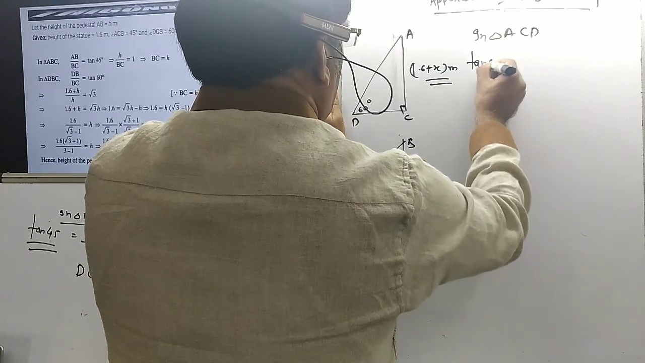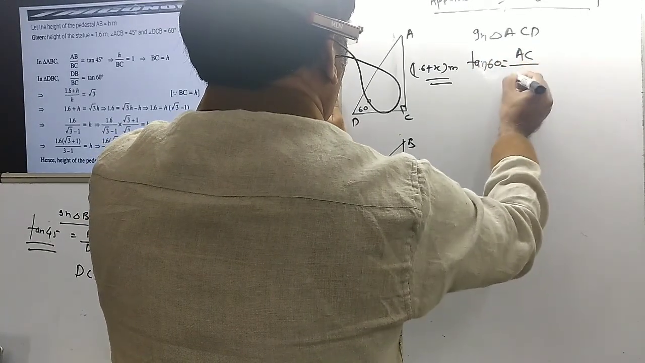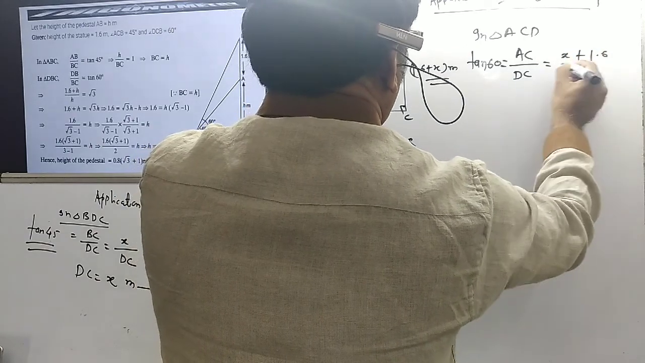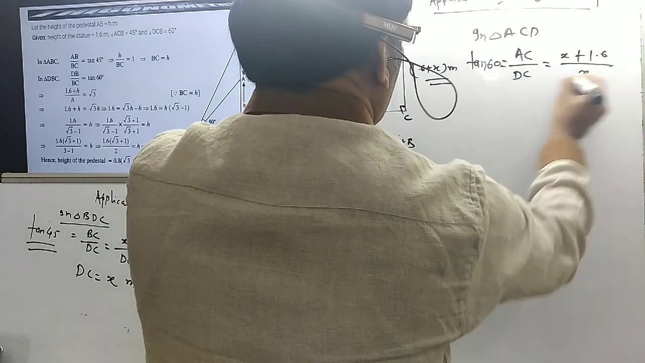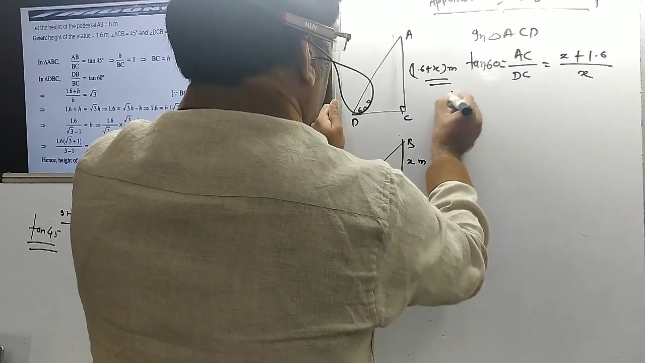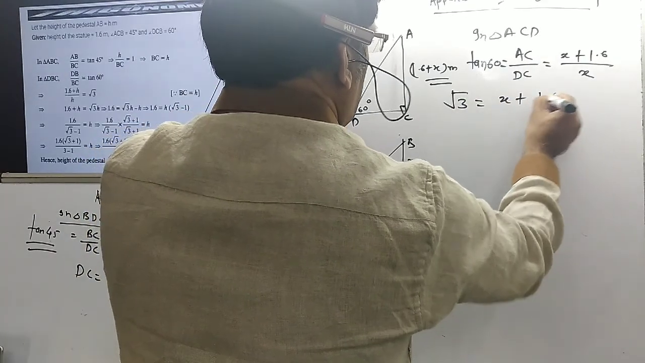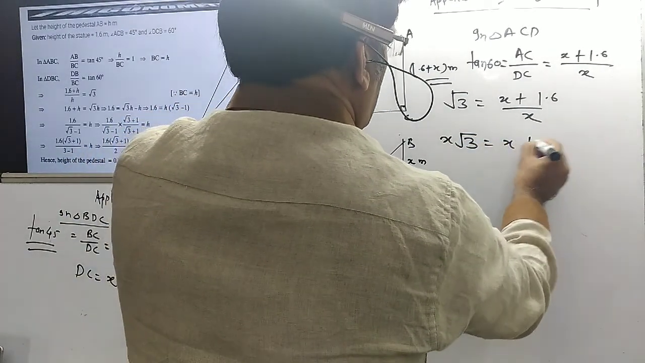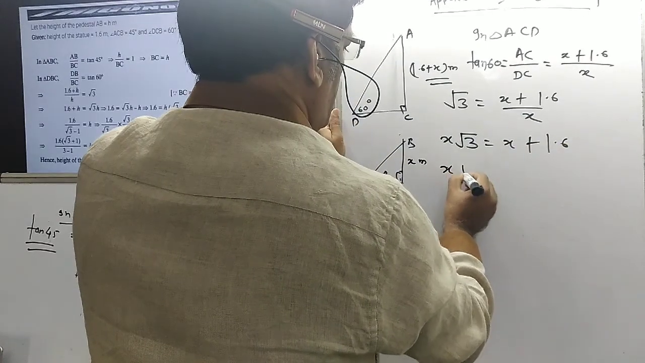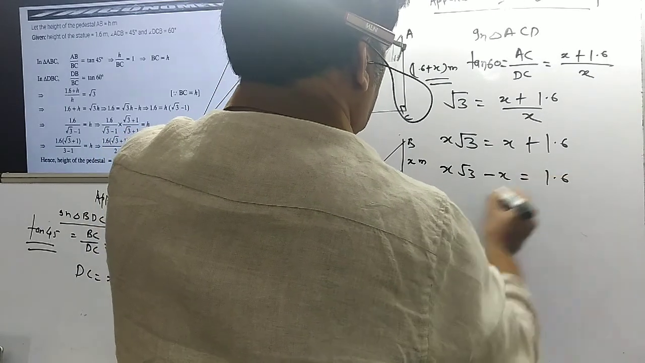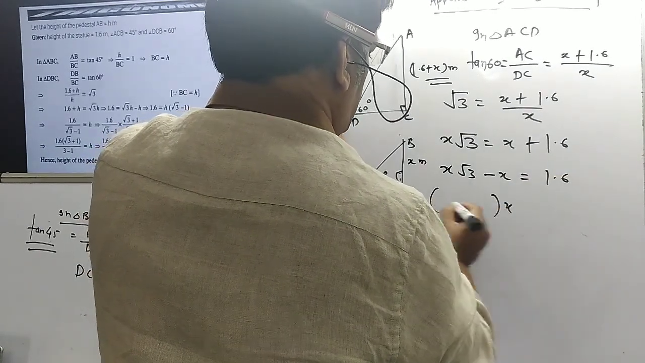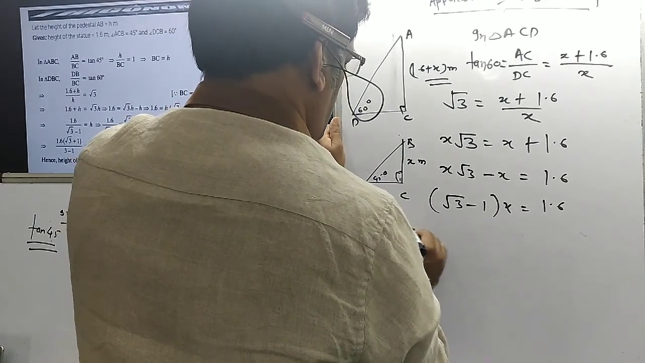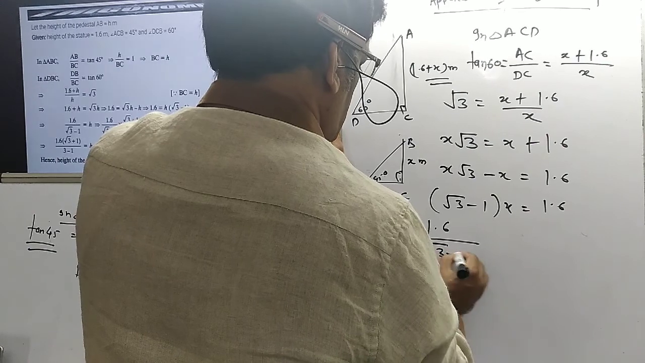Now in triangle ADC, tan 60 is equal to AC by DC. AC equal to x plus 1.6, and DC we already calculated, that is x. But tan 60 is equal to root 3. So root 3 equal to x plus 1.6 divided by x. If you do cross multiplication, then x into root 3 is x plus 1.6. So x root 3 minus x is equal to 1.6 meter. If you take x common, then it is root 3 minus 1, x equal to 1.6. So x equals 1.6 divided by root 3 minus 1.